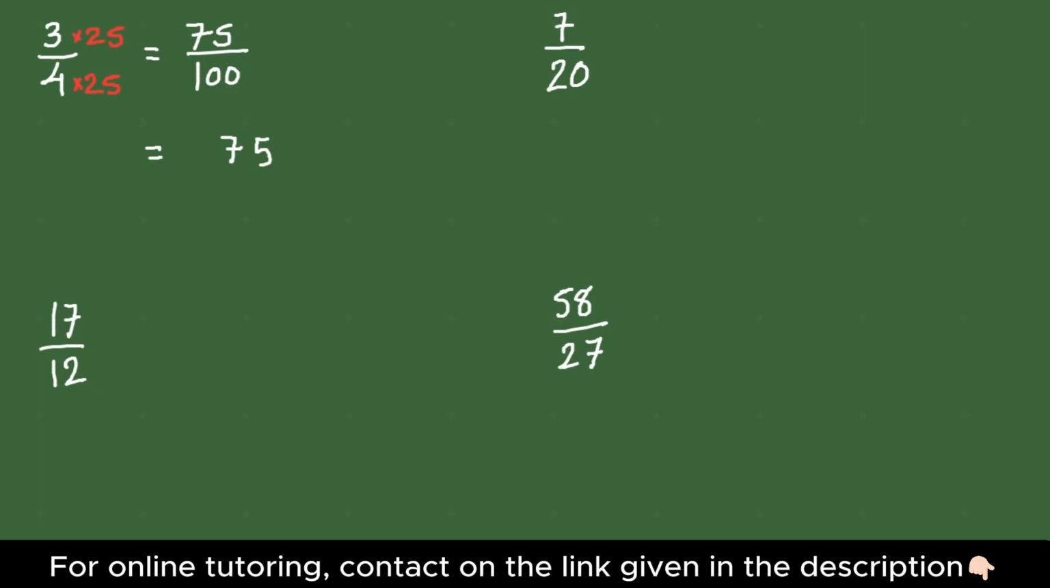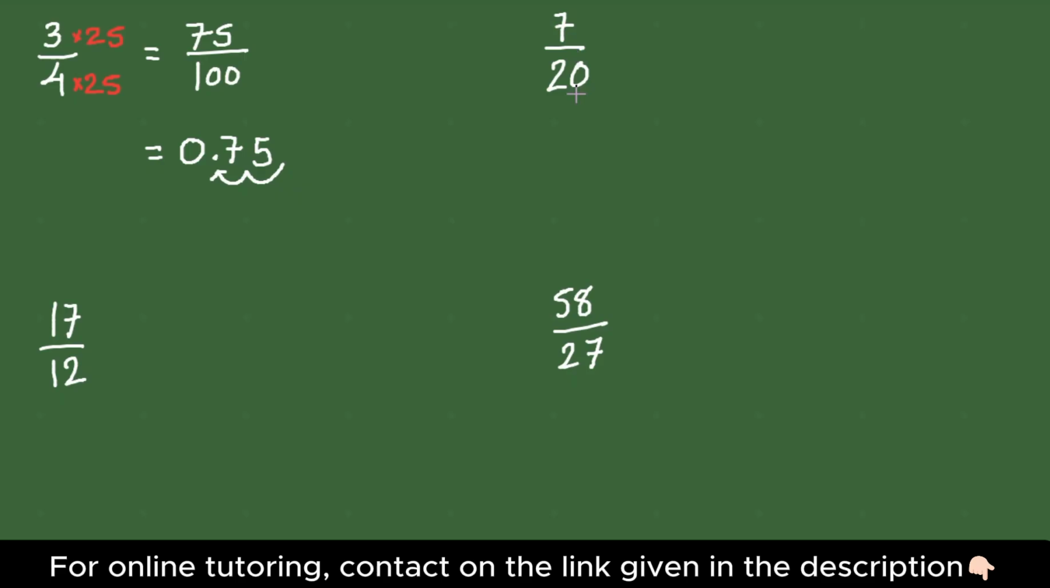Now let us decide where to put the decimal point. In 100 we have 2 zeros, so we will put our decimal point before the 2 digits starting from the right. So first digit, second digit, here we will put our decimal point and there is no whole part, so we will write 0 there. So our answer is 0.75.